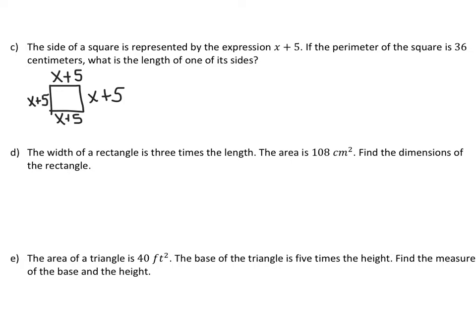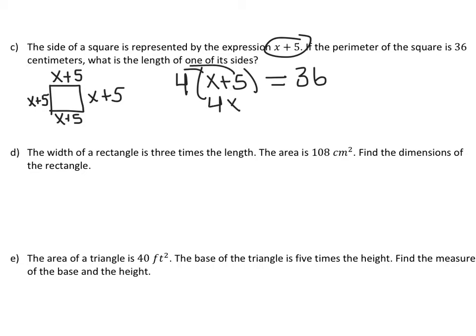Now, it gave us the expression x plus 5, so we do not have to write a let statement. The perimeter is 36 inches. And again, perimeter, you add up all the sides. However, since all the sides are the same, I can say 4 sides times the length of one of them equals 36. Let's go ahead and distribute the 4. 4x plus 20 equals 36.